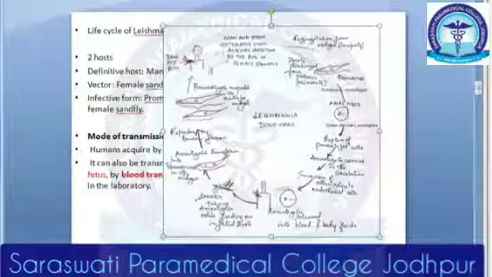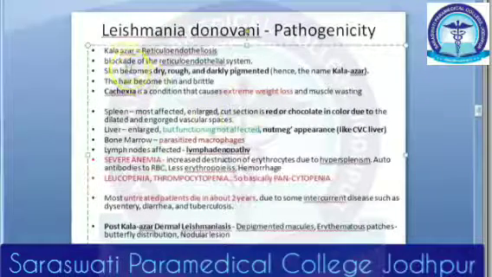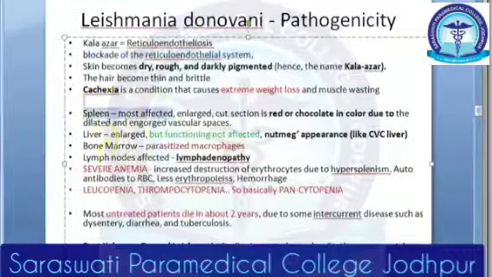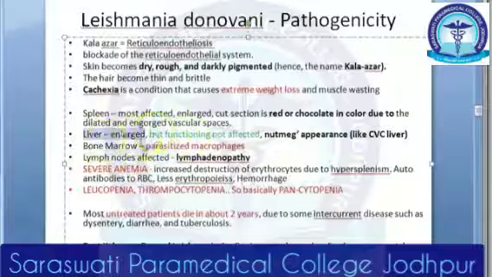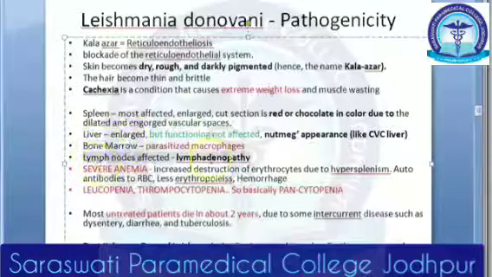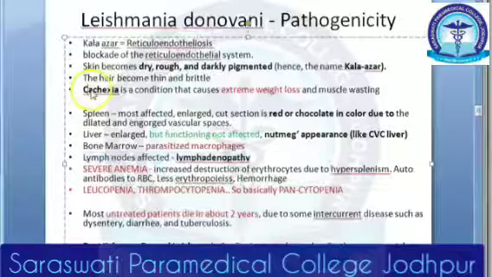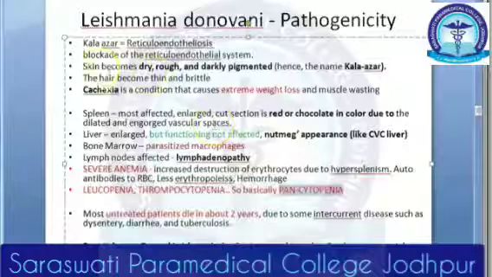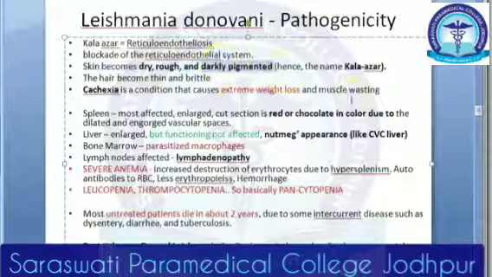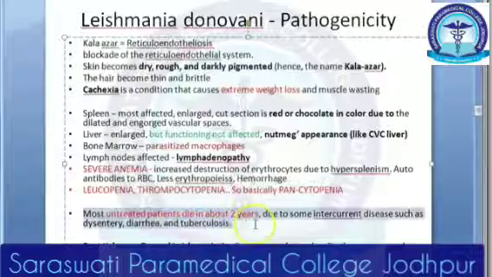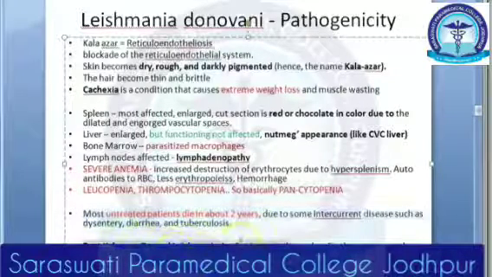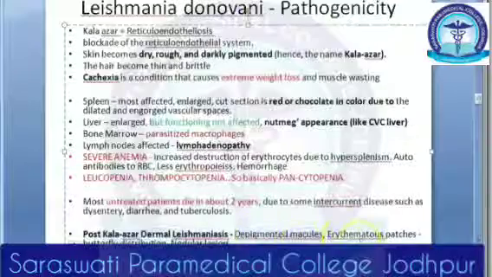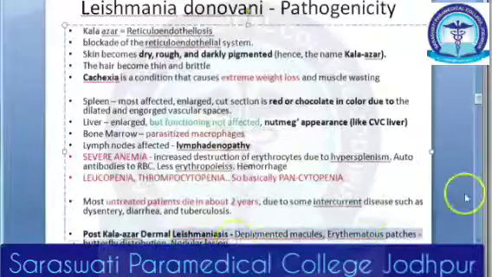Then you saw the pathogenicity, where you saw that it will block the reticuloendothelial system. The spleen will become enlarged, the liver will be enlarged, the bone marrow will have a lot of parasitized macrophages, and the lymph nodes will have lymphadenopathy. There is cachexia, a lot of weight loss, and there will be pancytopenia, that means RBC, WBC and platelets are all reduced in number. The skin will be darkly pigmented, hence it's called Kala Azar. Most untreated patients die in 2 years because of other complications. Post-Kala Azar dermal leishmaniasis can also be caused, where there are depigmented macules, erythematous patches, nodular lesions, etc.